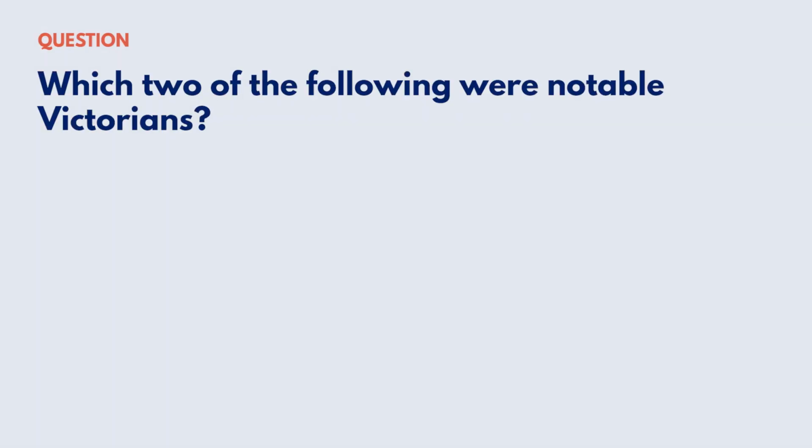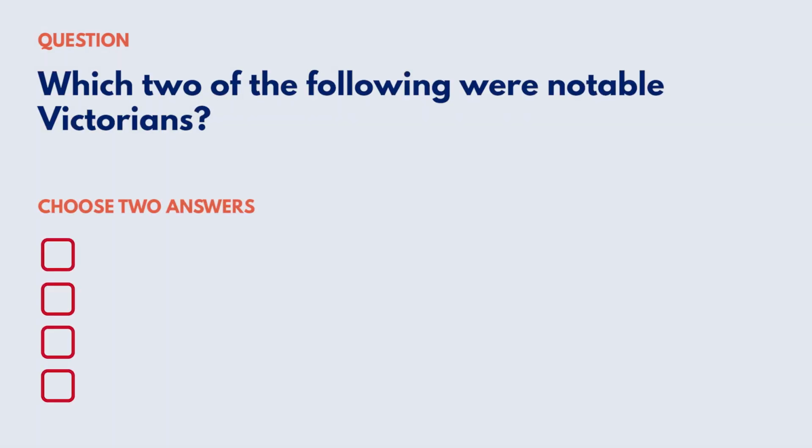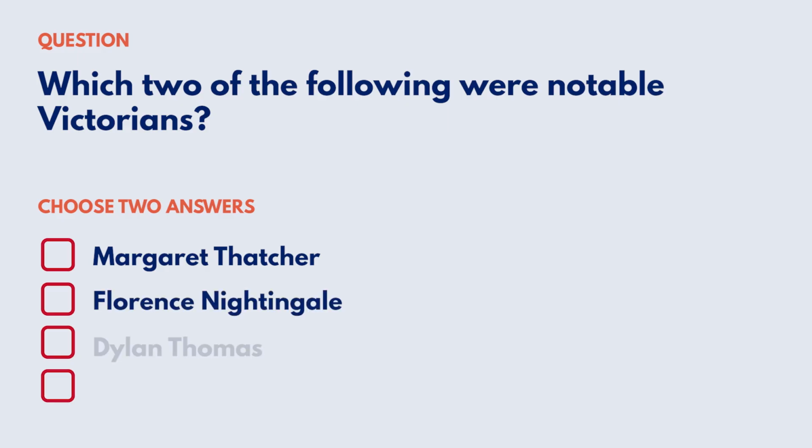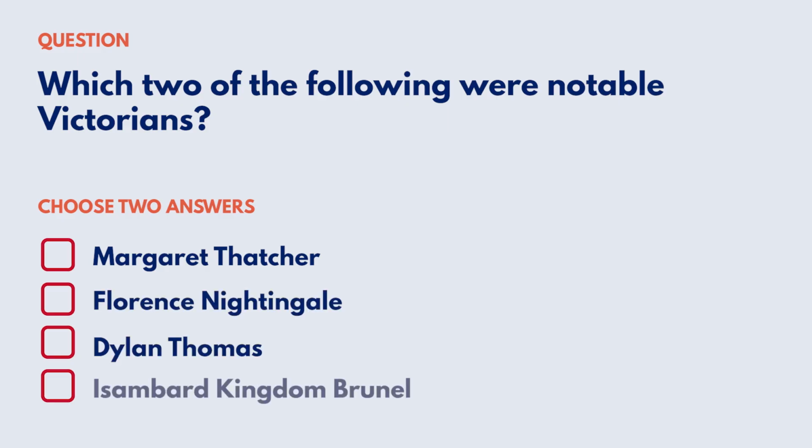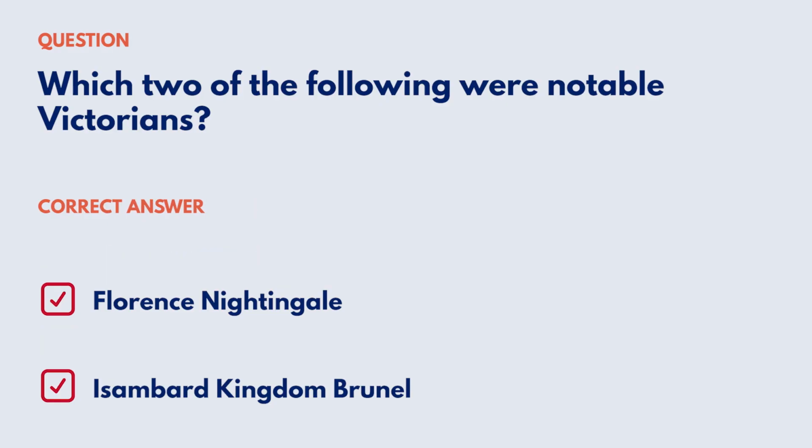Which two of the following were notable Victorians? Margaret Thatcher, Florence Nightingale, Dylan Thomas, Isambard Kingdom Brunel. Correct answer, Florence Nightingale, Isambard Kingdom Brunel.